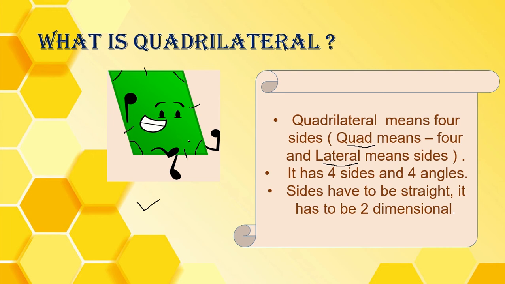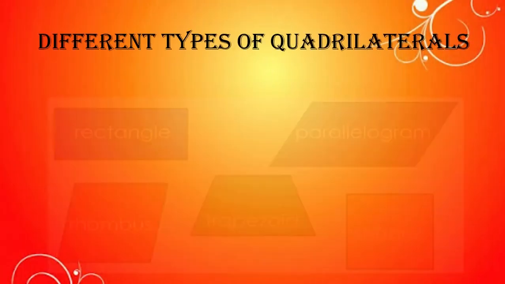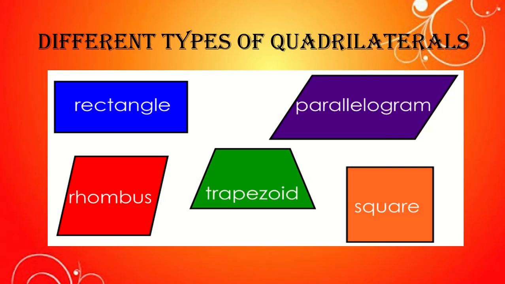But you have to be careful. Sides have to be straight. And this quadrilateral shape must be two-dimensional. We have different types of quadrilateral. As you can see on the screen, all these shapes are quadrilateral.